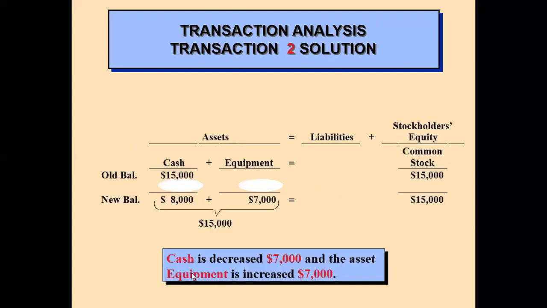Okay, so see the difference. 7,000 will be plus on the equipment, and 7,000 will be minus from the cash. Is it clear? Still you see there is no effect on that side, zero, no change. So that's why our new balance is 15,000 on this side, 15,000 on that side. Equation is equal.